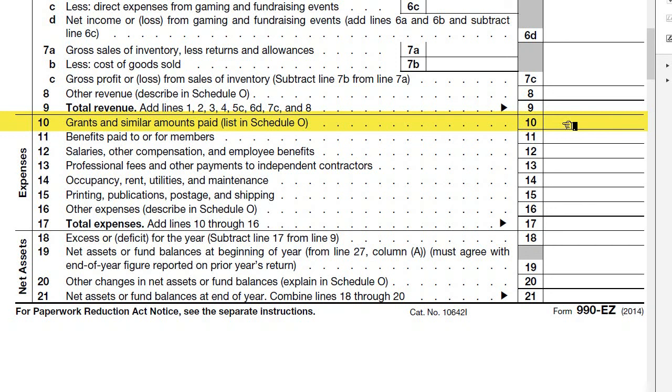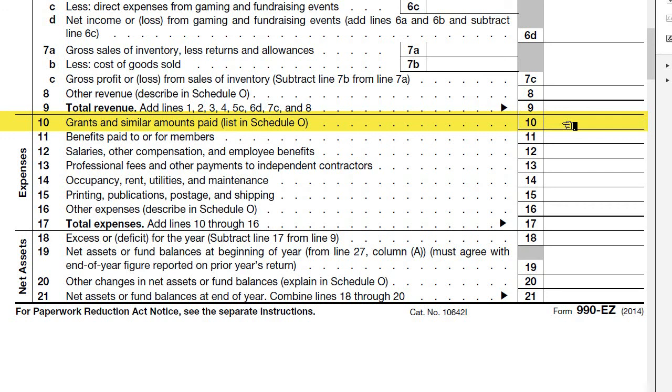For individuals, you don't want to list their name and address. You would just say grant to an individual, and it would be important that if that individual is related to one of your officers or directors, or if it's related to a contributor, then you would need to disclose that relationship on the Schedule O.